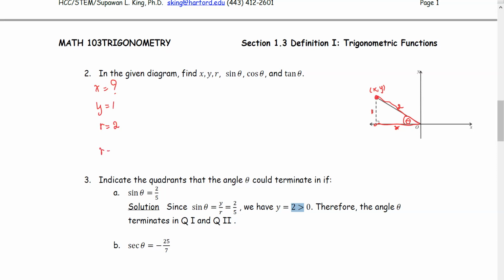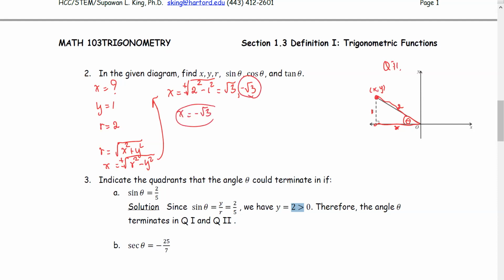From the relationship, r equals the square root of x squared plus y squared, or we write it as x equals the square root of r squared minus y squared. We can find x using the y and r provided. So x equals the square root of 2 squared minus 1 squared. That gives us square root 3 and negative square root 3, it should be a plus and minus sign. For this case, the point x, y is located in the second quadrant, where x is negative. Therefore, x equals negative square root 3.